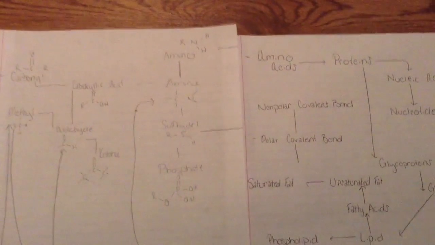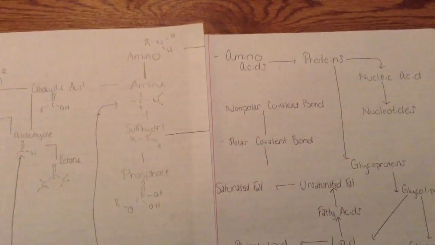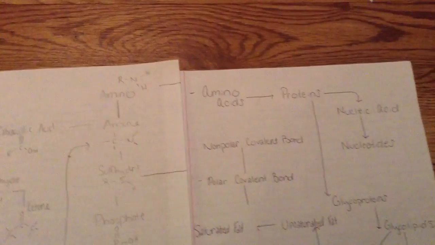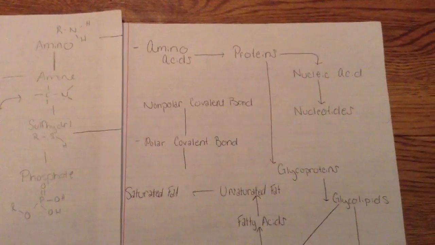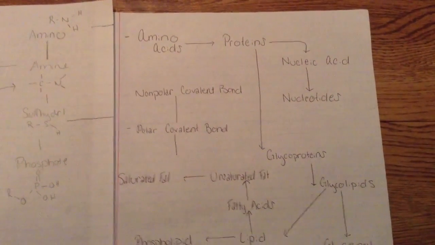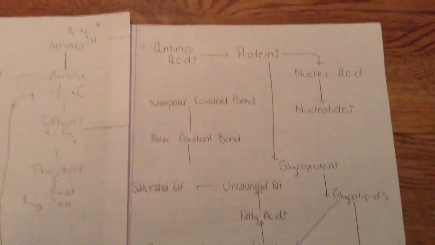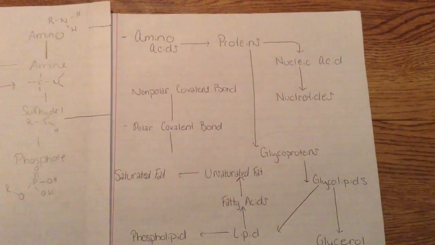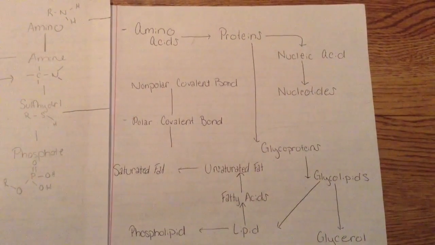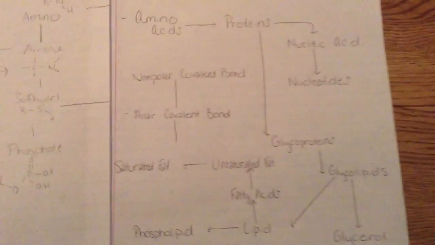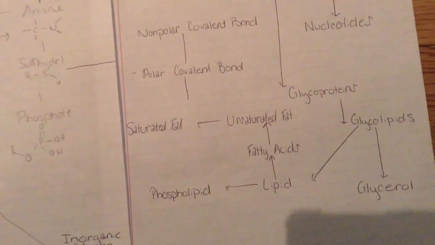Connected to amino are amino acids. There are 20 amino acids, and they make up proteins and DNA. So connected to them are proteins, and proteins are essential to life. They're enzymes. They're good for structural purposes. They do a lot of stuff for us. And so connected to proteins are nucleic acid, and nucleic acid is what makes up DNA, and nucleotides is connected to nucleic acid. Nucleotides make up nucleic acid. Also connected to proteins are glycoproteins.